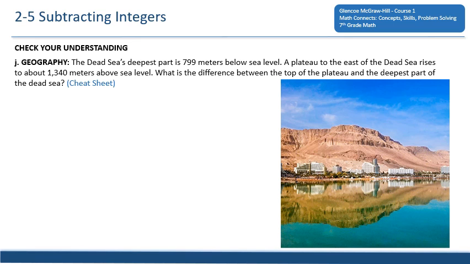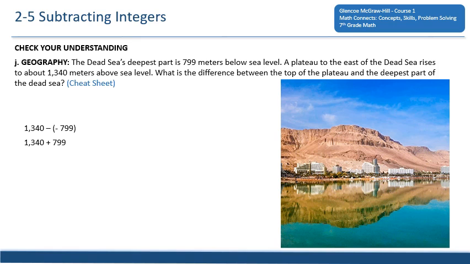Check your understanding. Geography. The Dead Sea's deepest part is 799 meters below sea level. A plateau to the east of the Dead Sea rises to about 1,340 meters above sea level. What is the difference between the top of the plateau and the deepest part of the Dead Sea? The highest part is 1,340 meters, and the lowest part is negative 799 meters. We're going to subtract the negative 799 from the 1,340.